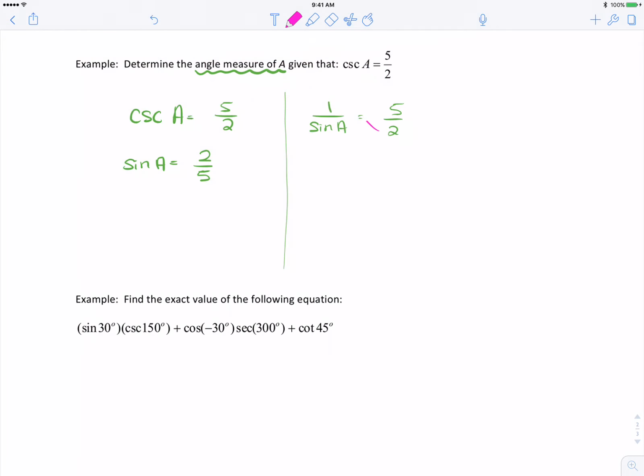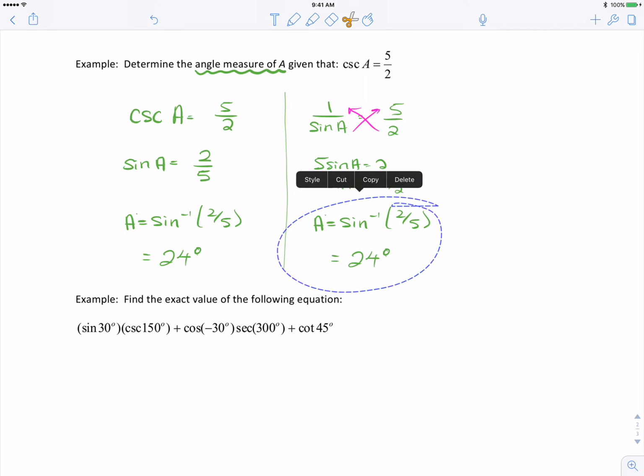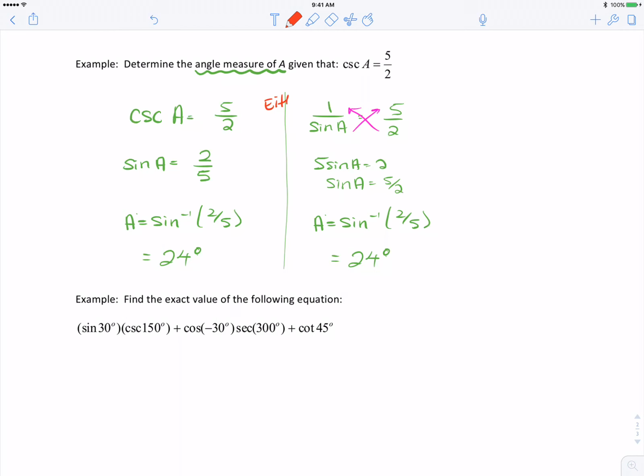And I'm looking to cross multiply. In the end, you're going to see I'm going to have the same result. 5 sine A equals 2. So the sine of A equals 2/5. Again, it's just up to you which kind of way makes more sense to you. Once you get to this point, either way, it doesn't matter. We get A to be the inverse sine of 2 over 5, which is 24 degrees. So either way, that last step is the same on both sides. So just right here, either or.